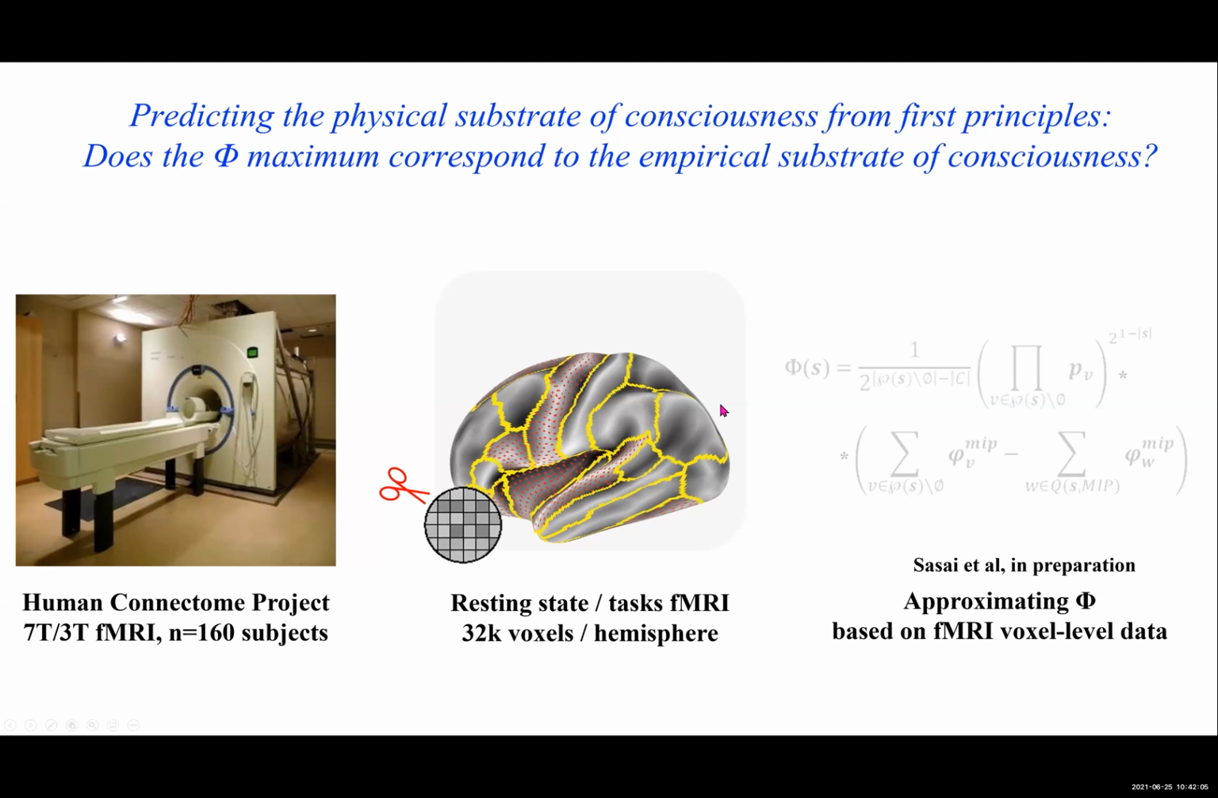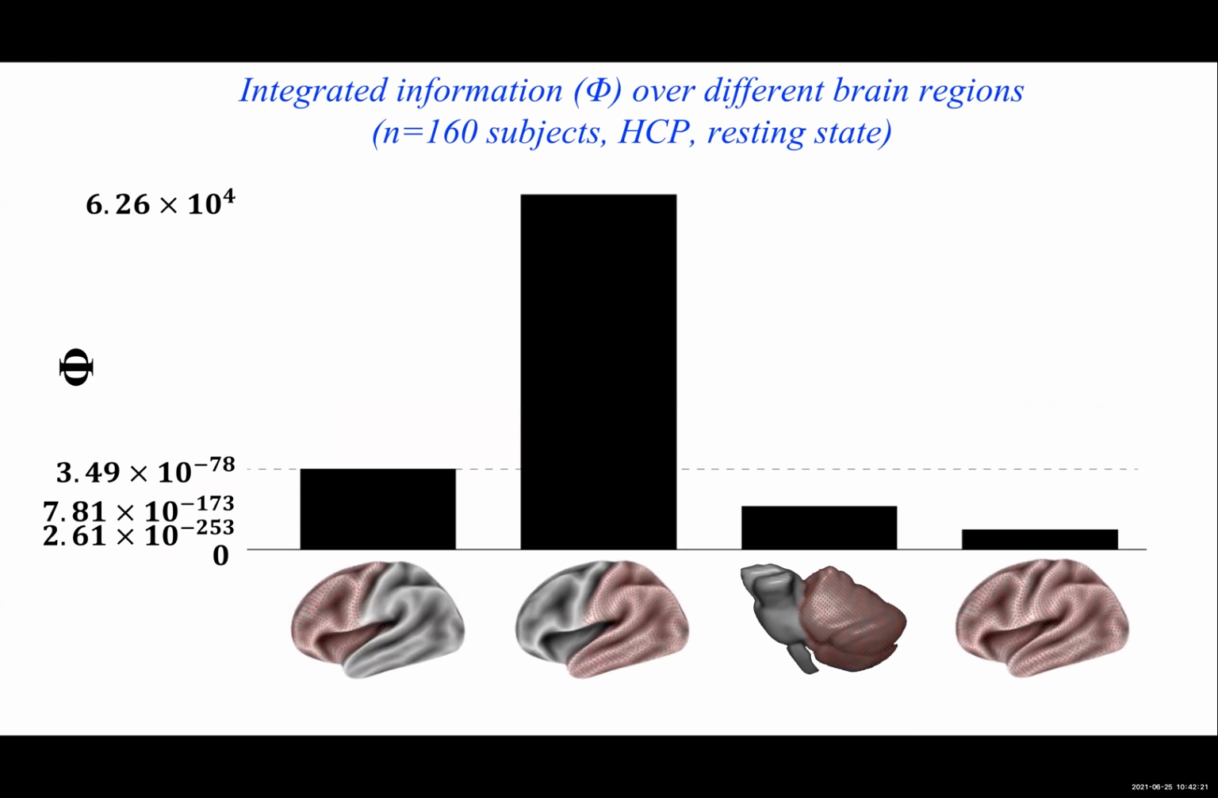And we did, for instance, resting state or tasks. And what you can do, if you do it at the voxel level, you can see that you have 32,000 voxels per hemisphere, and you can approximate, with lots of assumptions and approximations, the value of phi. You can literally measure some kind of crude but reasonable proxy of phi. And if you apply it, for instance, to posterior cortex as a whole, the values are very high. This is a logarithmic scale.